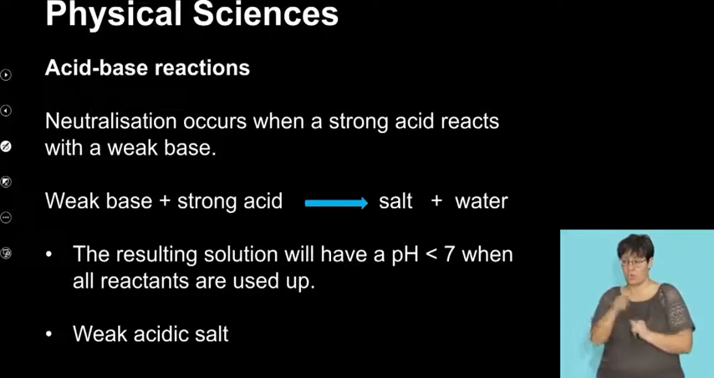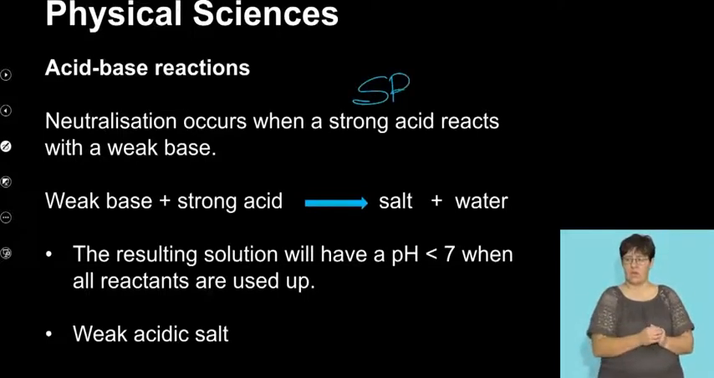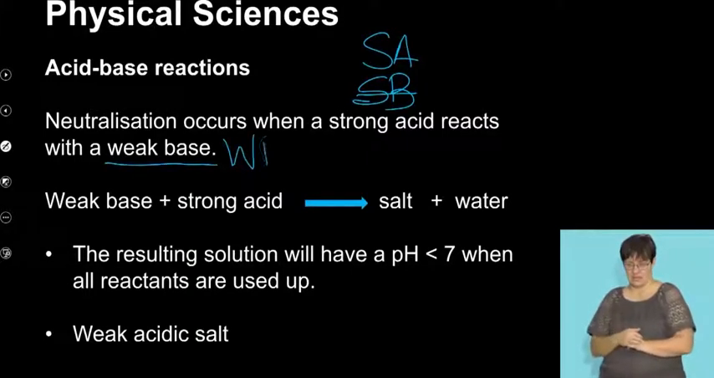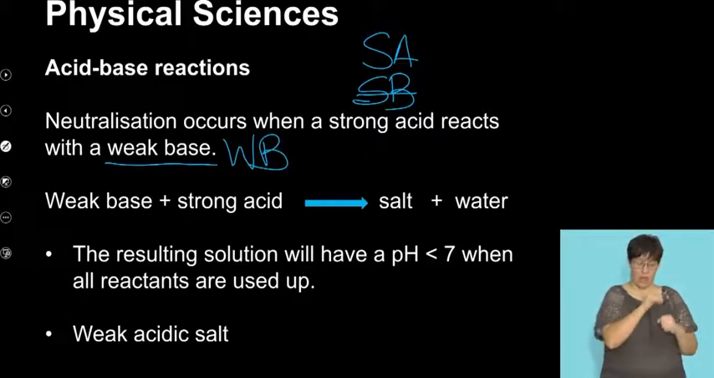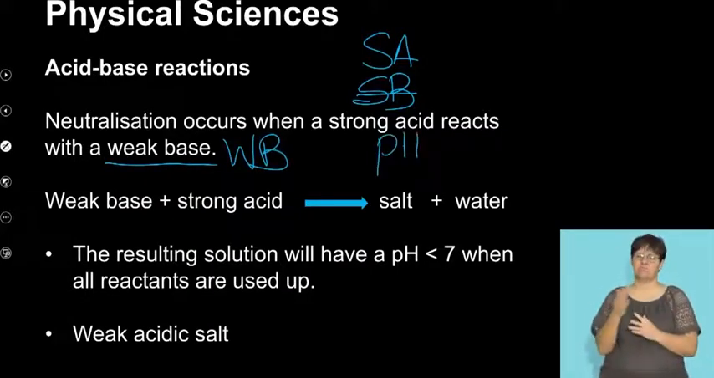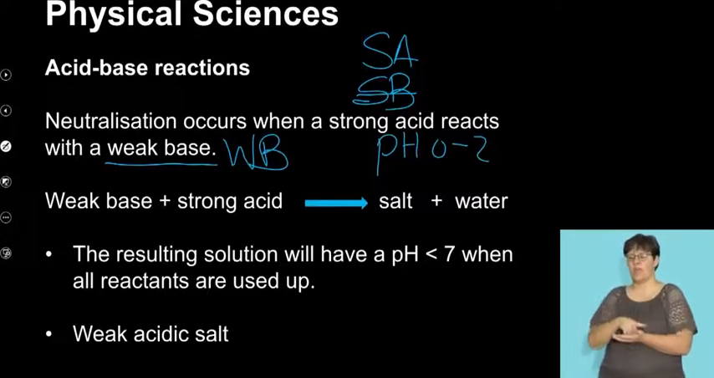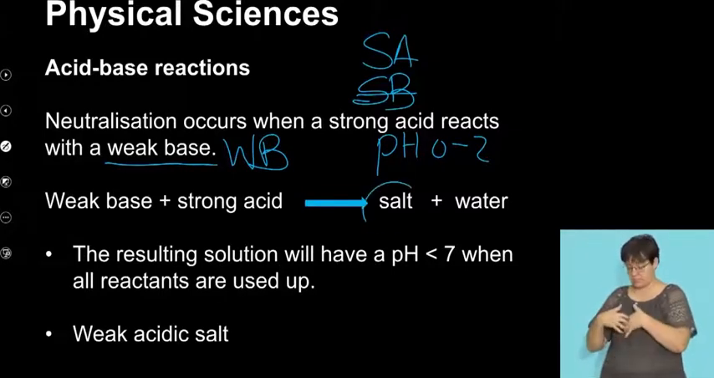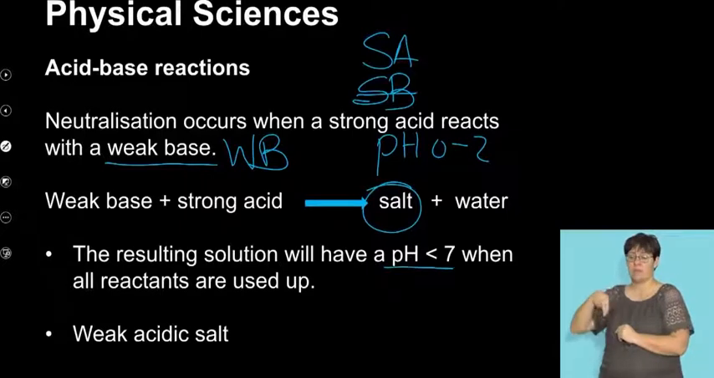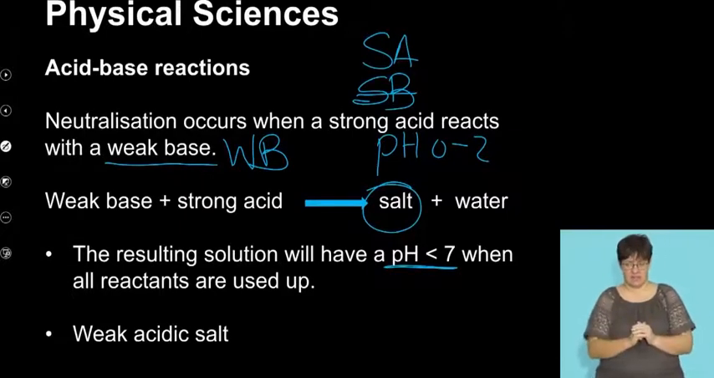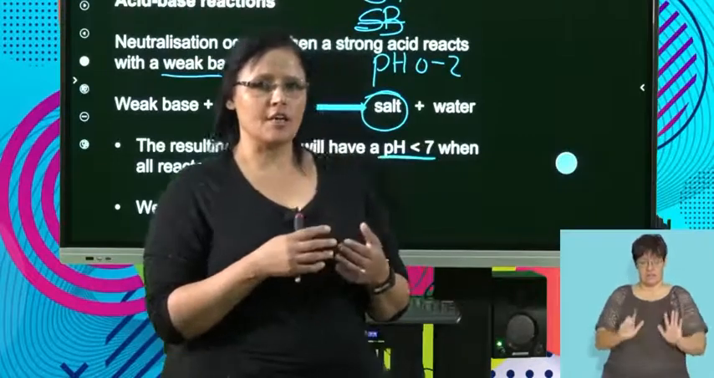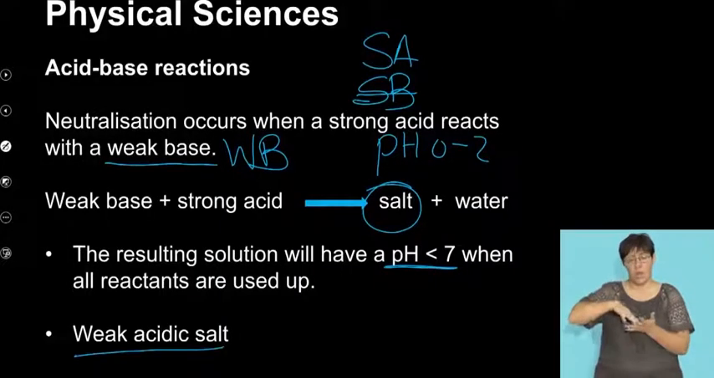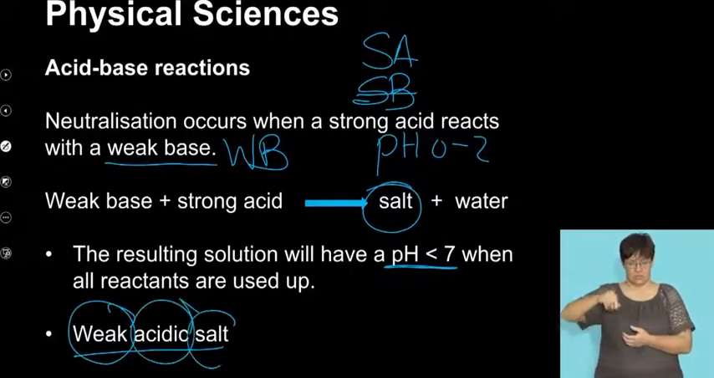The last one that I would like to look at is where we have a strong acid with a weak base. Then if we have a strong acid, we have an acid with a pH of between maybe 0 and 2, and the weak base will have a pH just bigger than 7. When the two react and they form a salt, the resulting solution will have a pH that is smaller than 7. Now, a pH smaller than 7 is anything in your acidic range, but it means that the salt will be a weak acidic salt.